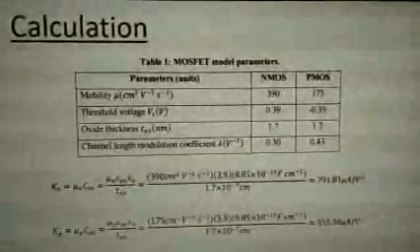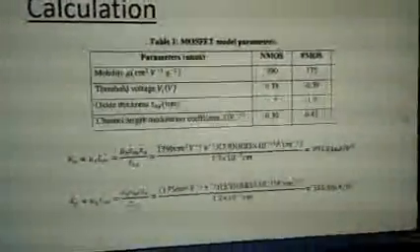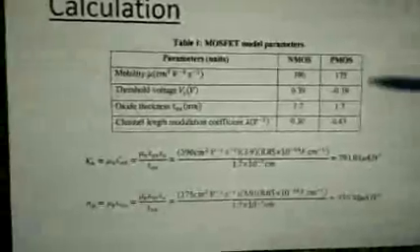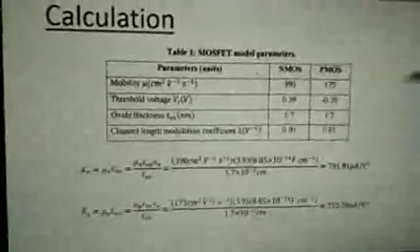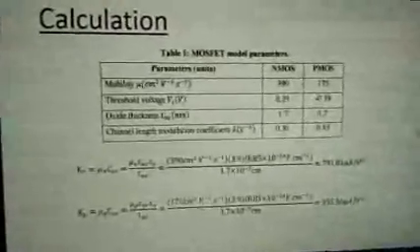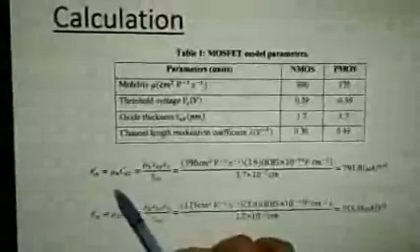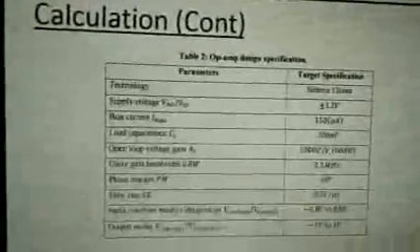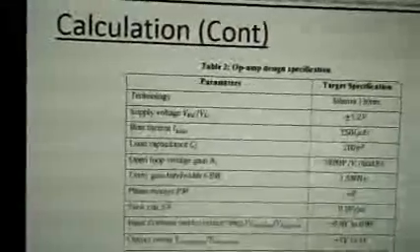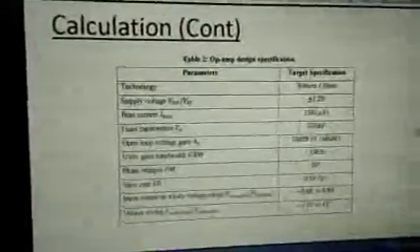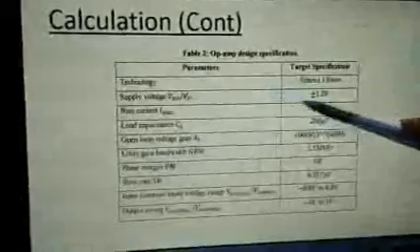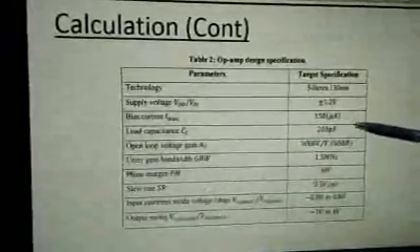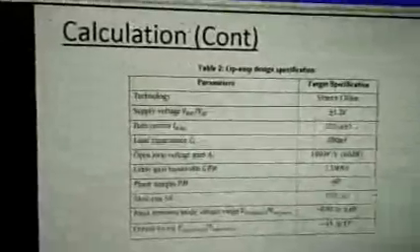So now we are going to talk about the calculation, how we design an op amp. We are using a 130 nanometer technology, and these are the parameters that we extract from the data sheet. This is the conducting parameter for NMOS, and this is the conducting parameter for PMOS. This is the op amp design specification that is given in the assignment. The supply voltage is plus minus 1.2 volt, and the bias current is 150 microampere. The load capacitance is 200, and so on.